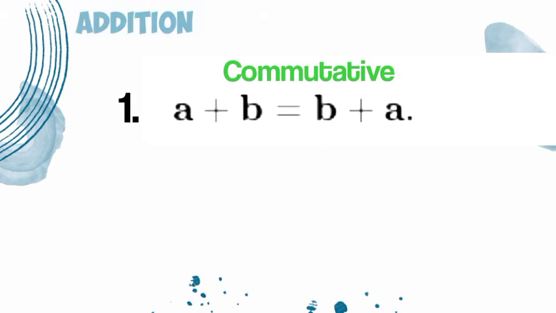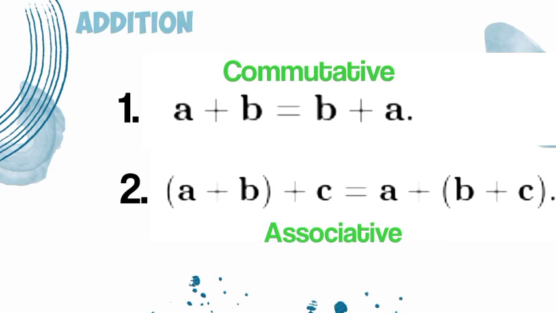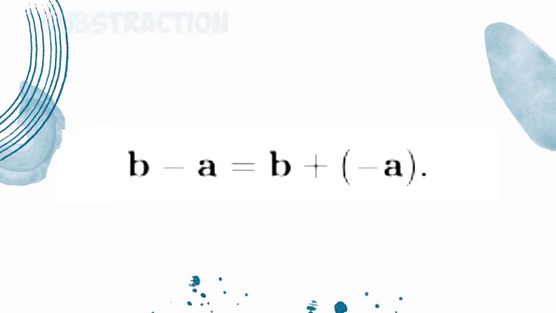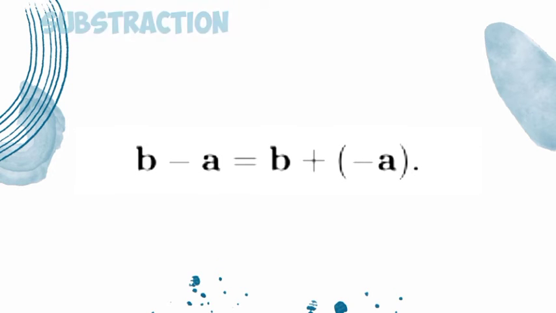Addition of vectors satisfies two important properties. 1. The commutative law, which states the order of addition doesn't matter: A plus B equals B plus A. 2. The associative law, which states that the sum of three vectors does not depend on which pair of vectors is added first: in brackets A plus B, plus C, equals A plus, in brackets, B plus C. Vector subtraction. We define subtraction as addition with the opposite of a vector: B minus A equals B plus, in brackets, negative A.